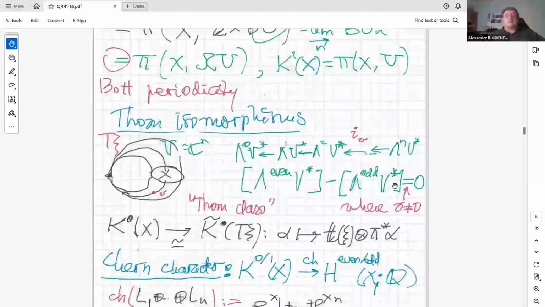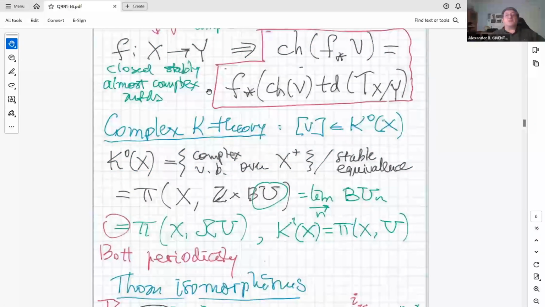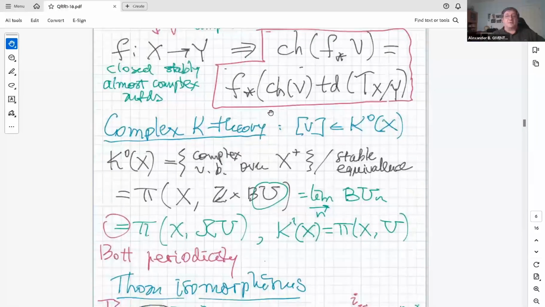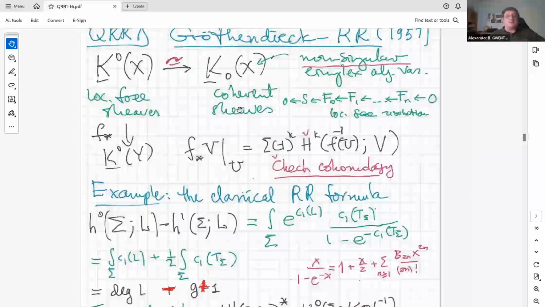So in this formula, you take the push forward in K theory of V, and you want to know its Chern character. The question is how to compute it in terms of the cohomological push forward in cohomology from X to Y. And this is sort of a general abstract problem.